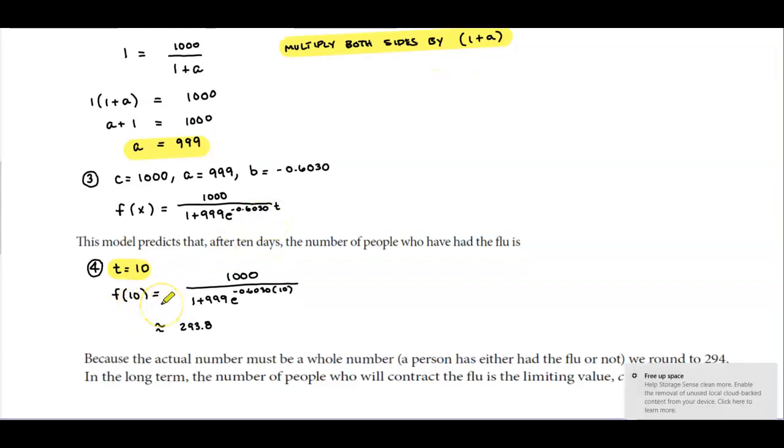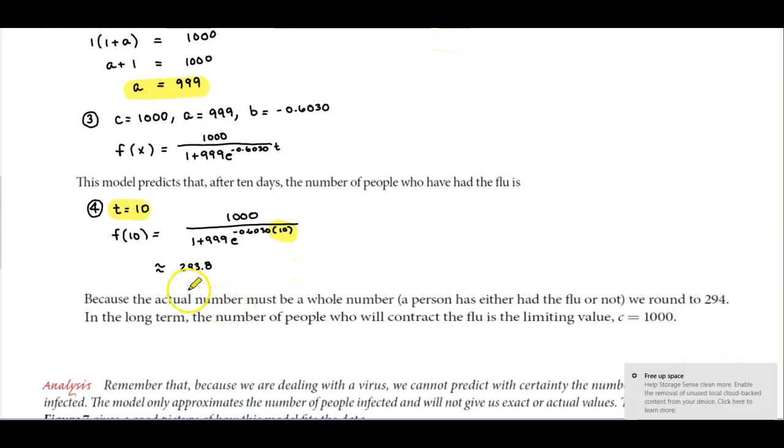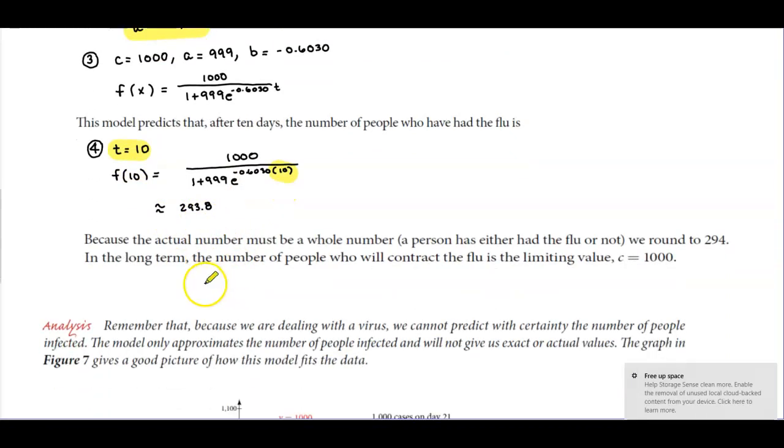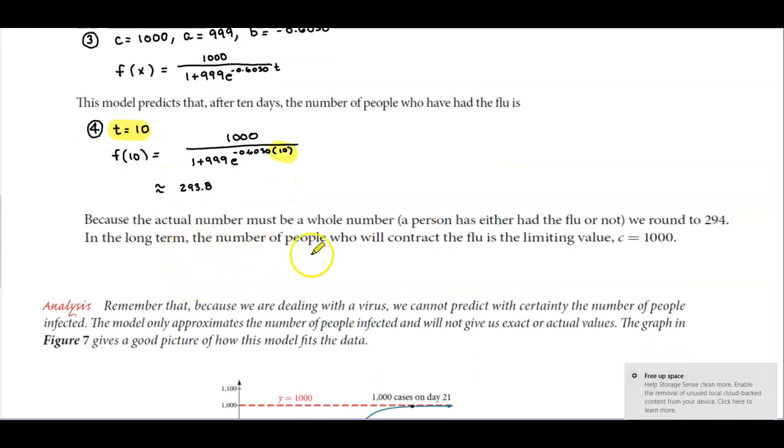So f of 10 is going to equal 1,000 divided by 1 plus 999 times e to the power of negative 0.6030 times 10, and that's going to approximately give us 293.8. Because the actual number must be a whole number, since a person has either had the flu or not, we're going to round to 294.